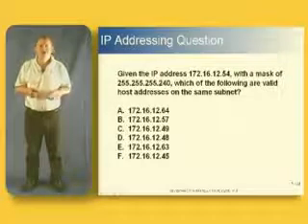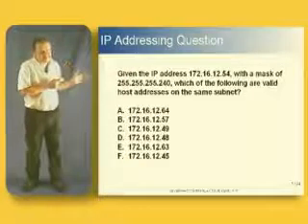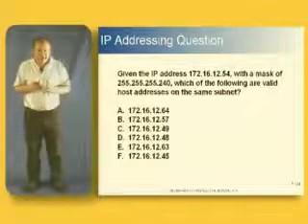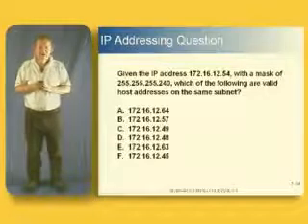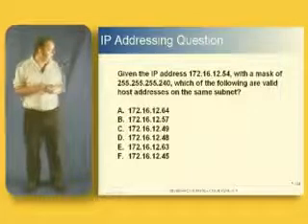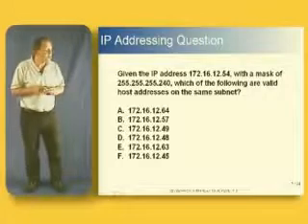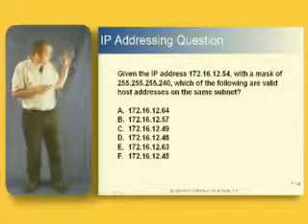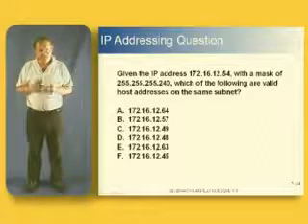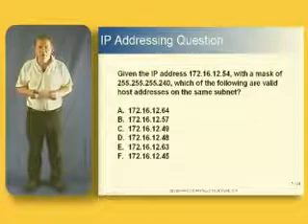We haven't got time to change everything into binary. So let's have a look straight away at a typical CCNA type question, an IP addressing question. It says, given the IP address 172.16.12.54 with a mask of 255.255.255.240, which of the following are valid host addresses on the same subnet? Then we've got a whole list of addresses, some of which are hosts, some of which are network addresses, some of which are broadcast addresses. We've got to work out which ones are which. So let's see how we go about that.